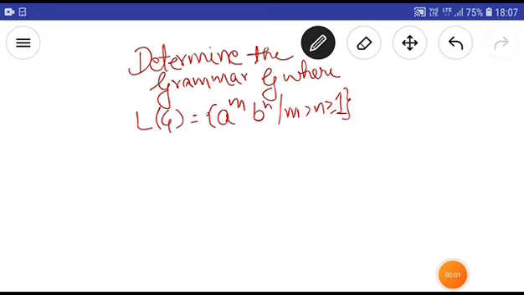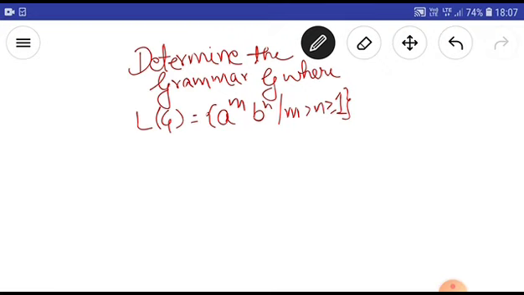Hello students, today we are going to solve one more problem on formal language, and this question came in the GATE exam. Determine the grammar G where L of G equals a raised to power m b raised to power n. This type of language is acceptable by this grammar.